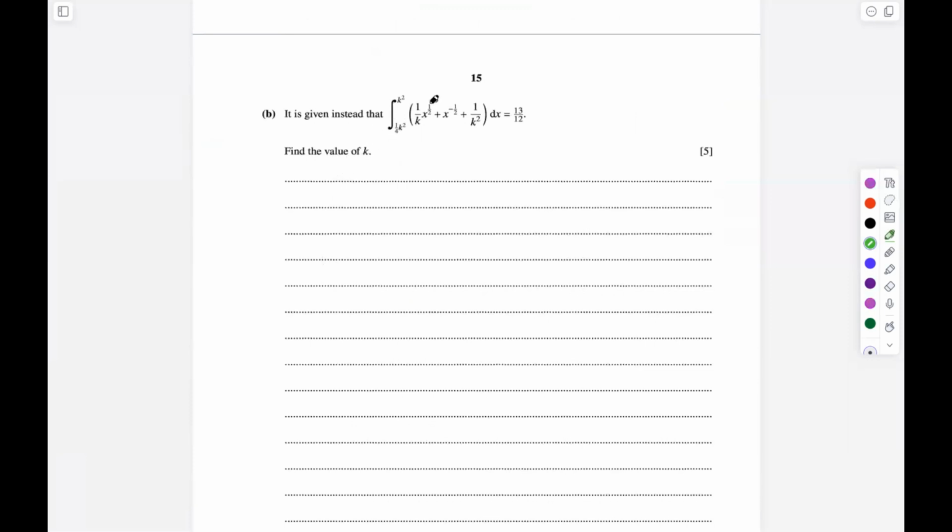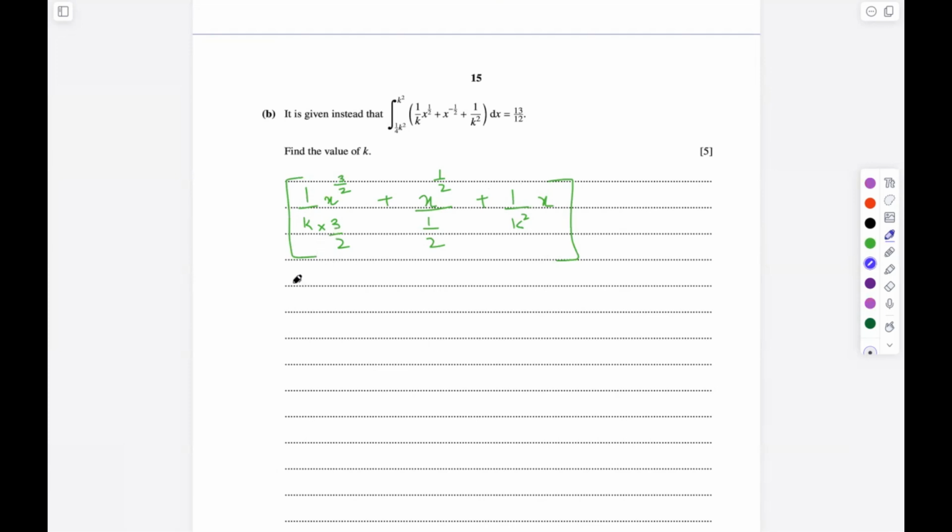So integrating 1 upon 2x to the power 1 upon 2, the power will increase by 1 and become x to the power 3 upon 2, and we also divide by the new power, that is 3 upon 2, plus x to the power minus 1 upon 2. This will increase by 1 and then we'll divide it by the new power, which is 1 upon 2. And integrating 1 upon k squared, we'll just add an x. Now, once we have integrated this, we'll first substitute the limits and subtract them, and then put the final answer equal to 13 upon 12.